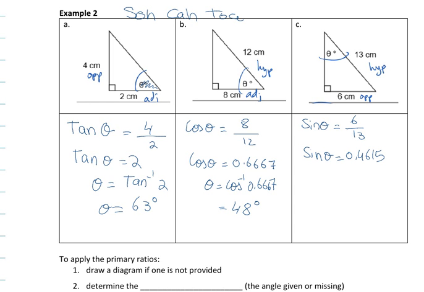So I leave it at that, and then to find angle theta, I do the inverse of sine. What do you get when you do that? 27. And what was your answer on the calculator? 27.4? Okay. Remember that your answer for the angle should be to the nearest degree, no decimals at all.